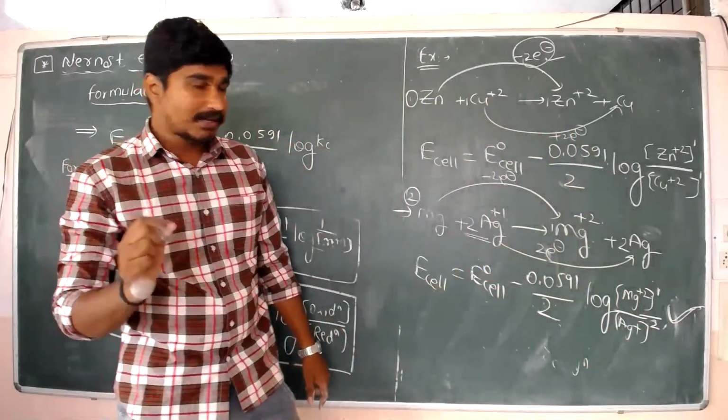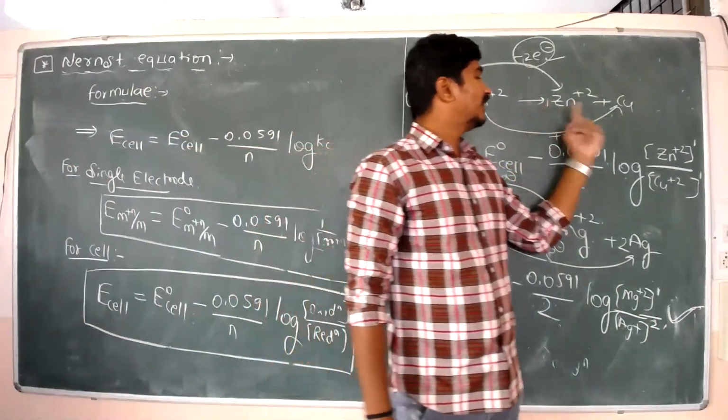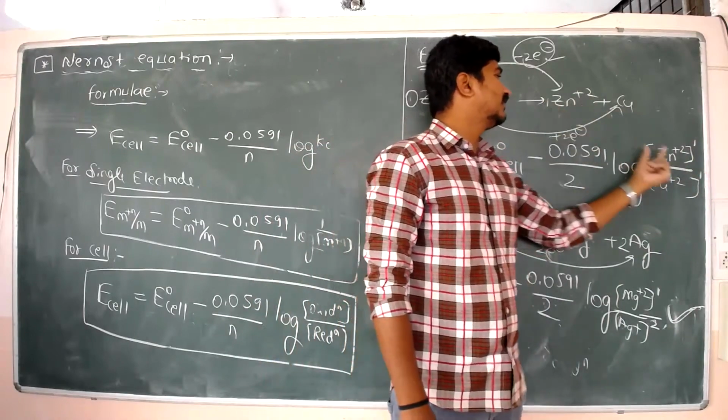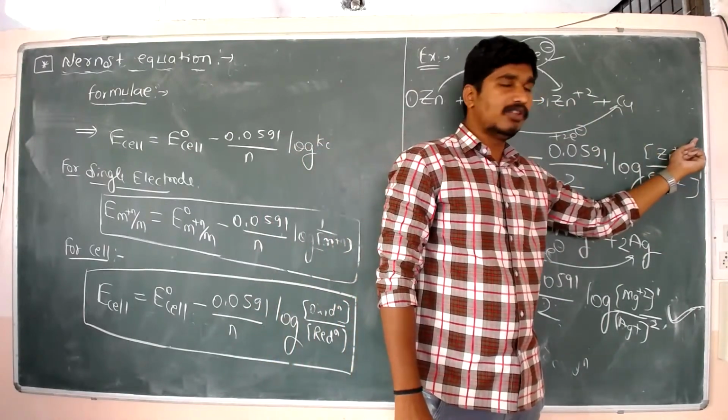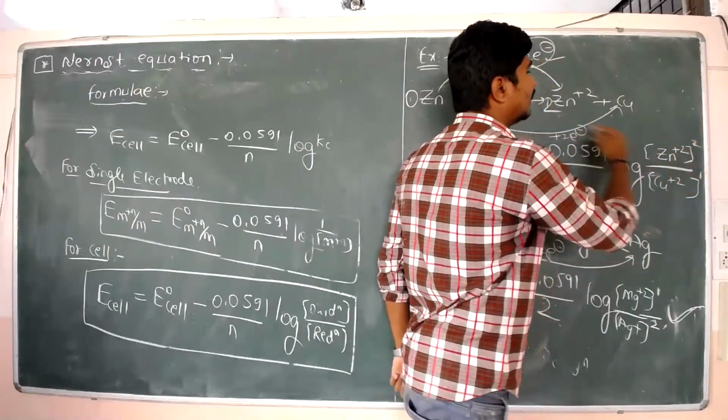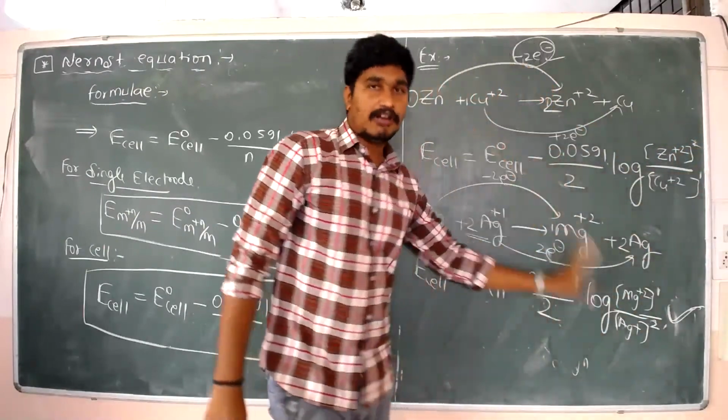Remember, these coefficients are always written in the form of powers. Here 1 Zn plus 2 is there, that is the concentration of Zn plus 2 to the power 1. If 2 is there, then the power will be 2. If 3 is there, the power will be 3. Similarly for all the others.